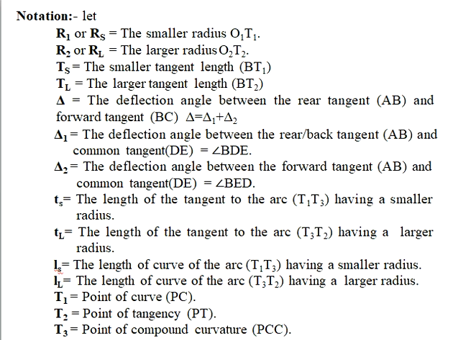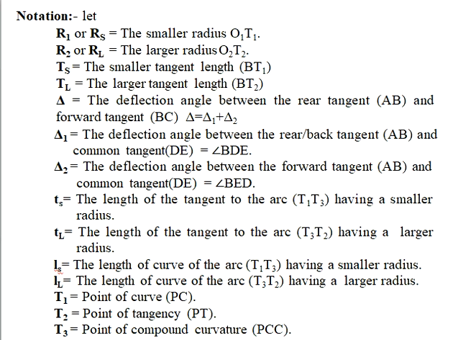Delta 1, the deflection angle between the rear or back tangent AB and the common tangent DE, that is angle BDE. Delta 2, the deflection angle between the forward tangent BC and common tangent DE, that is angle BED. Next, small ts, the length of the tangent to the arc T1T3 of a smaller radius. Small tl, the length of the tangent to the arc T3T2 having a larger radius.